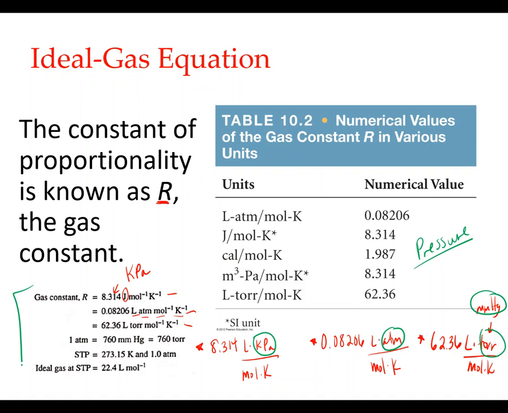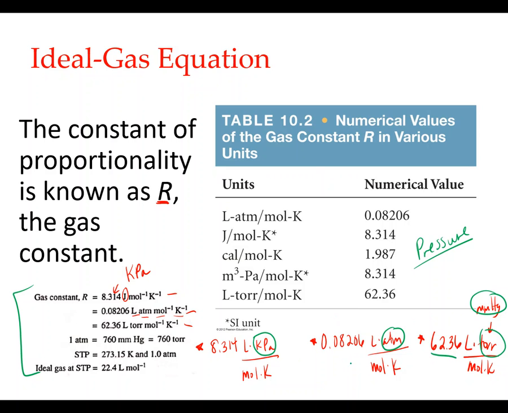Now this is what's on the formula sheet, so you have the R values in front of you for the AP exam. You don't have to memorize them. What you need to do though is be able to apply them correctly to the problem based off of which pressure. The liters, moles, Kelvin, those 3 units are always the same. It's the pressure that makes these numbers change.